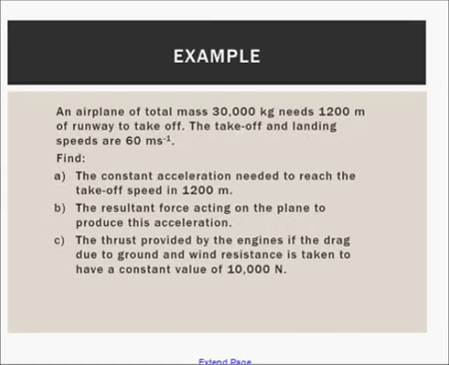Okay, so let's quickly do this example. The constant acceleration needed to reach the takeoff speed in 1200 meters. So what do we know here? We've got a mass, we've got some sort of displacement. Obviously, a plane usually starts from 0, and the takeoff speed is 60, so usually that will be your final speed. So we're trying to find acceleration in this case.